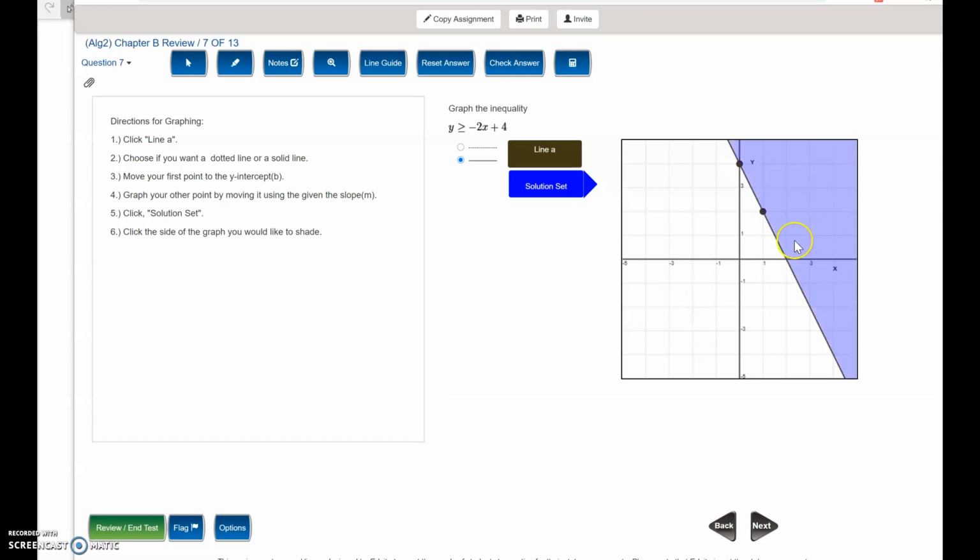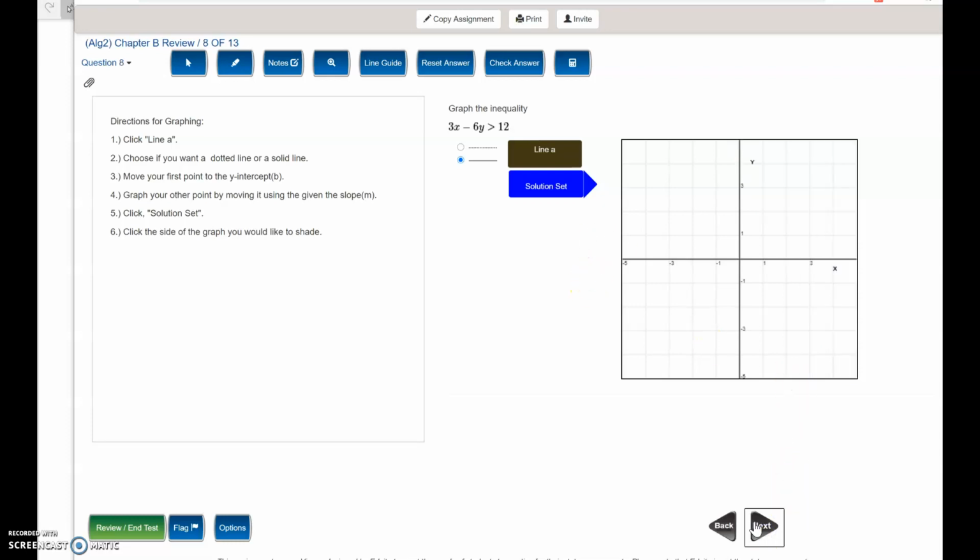Remember, if you're struggling with which side to shade, you can always choose the point 0, 0 and plug it in. Negative 2 times 0 is 0. 0 plus 4 is 4. Is 0 bigger than 4? No. So the point 0, 0 is not a solution. You would not shade that side. You would shade the other side. So you can always pick a point and test it to see if that's the solution side or not.